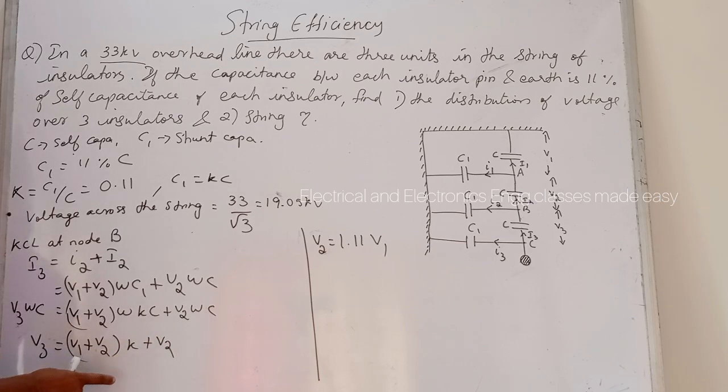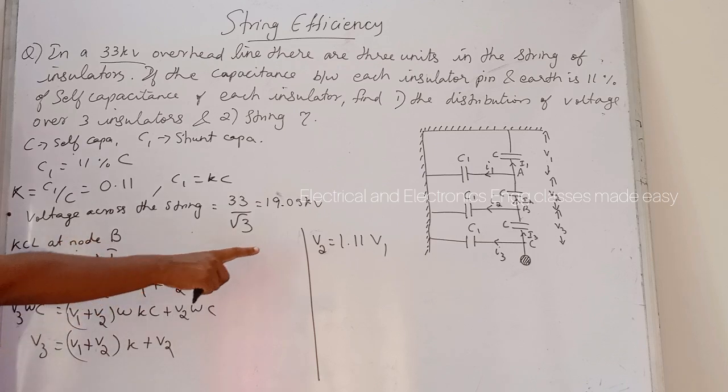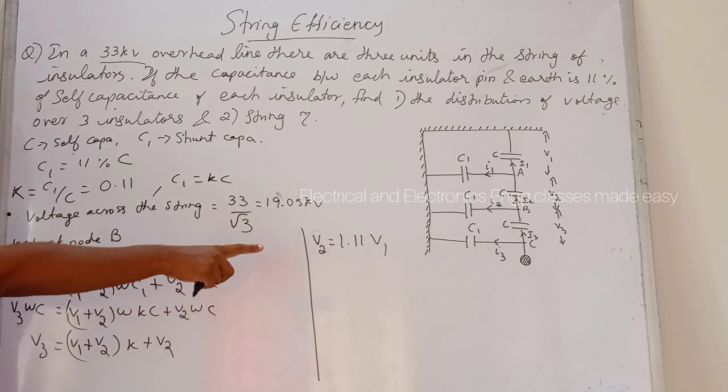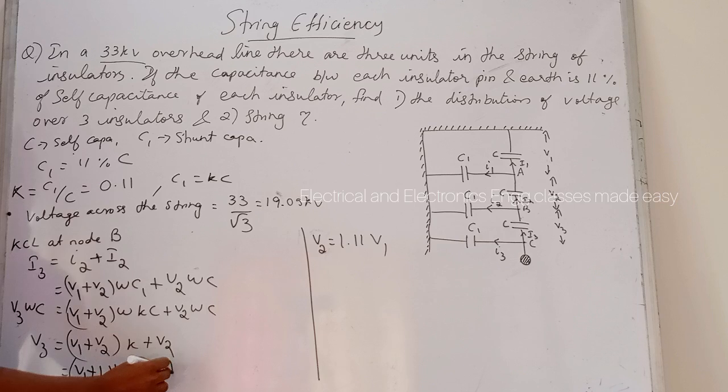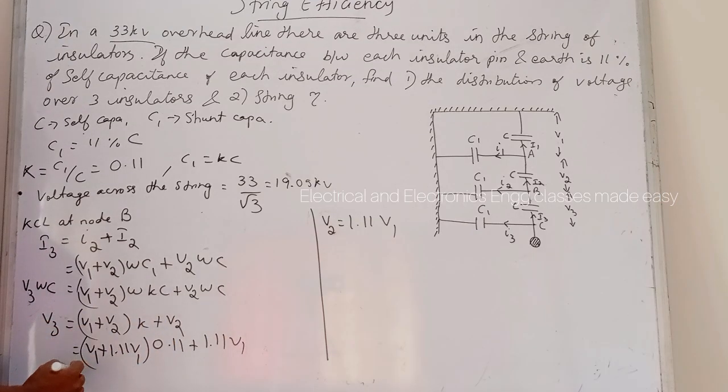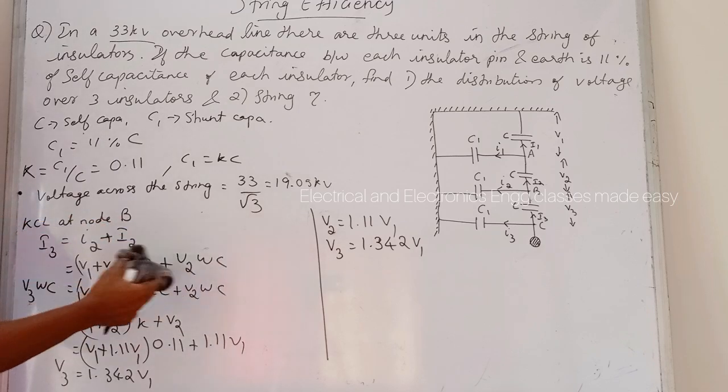Here V2 is equal to 1.11 V1, so substitute that here. So (V1 plus 1.11 V1) into K, where K is 0.11, plus V2, which is 1.11 V1. So here we will get V3 is equal to 1.342 V1.